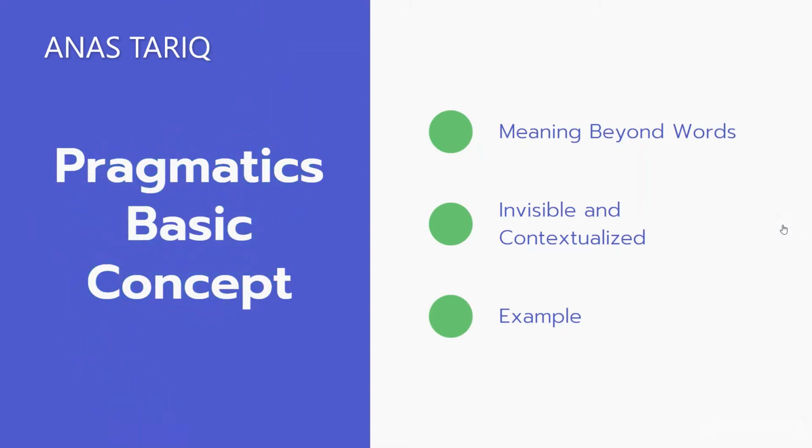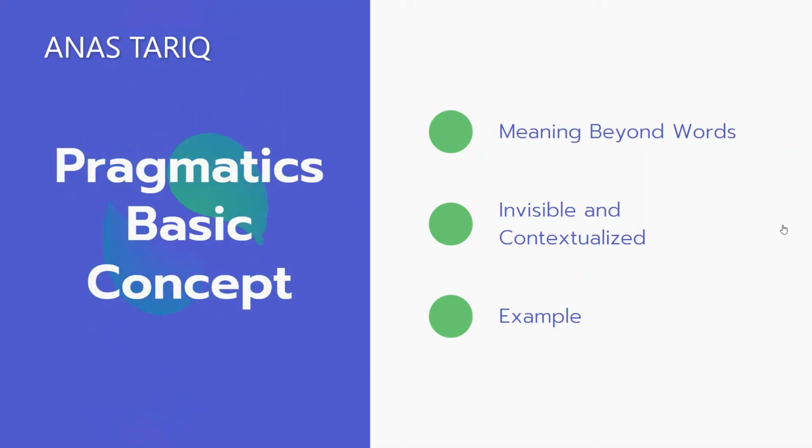What is pragmatics? Pragmatics is meaning beyond words. It's invisible and contextualized. Pragmatics is concerned with meaning beyond what we see and understand in the words. It is more connotative meaning. If you don't know what connotative and denotative mean, you can check the link in the I button and the description.